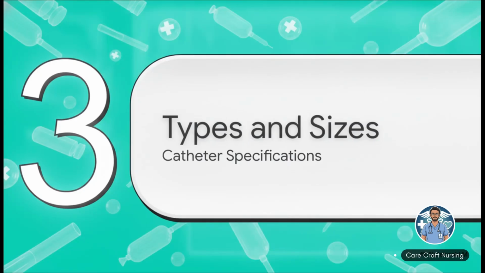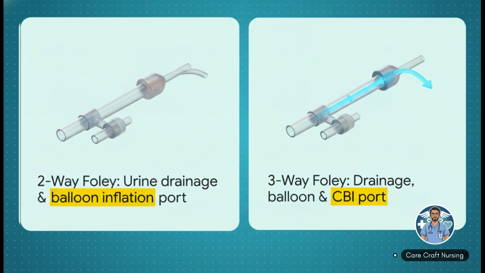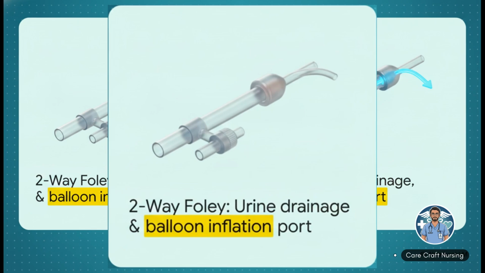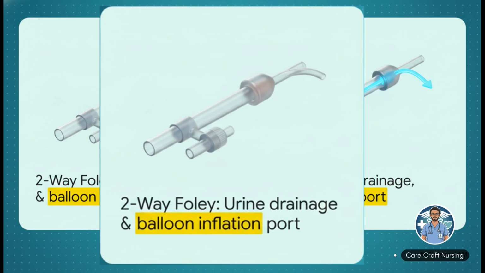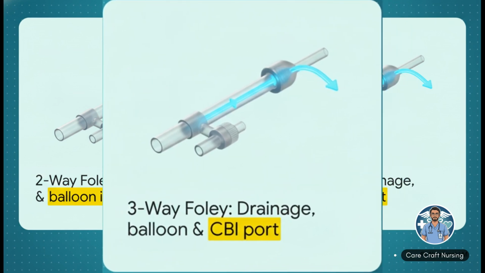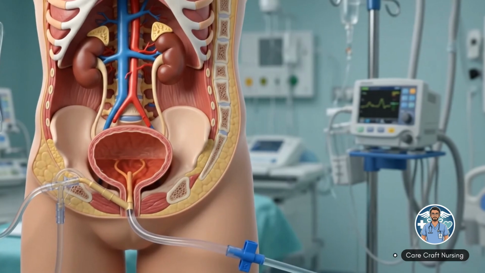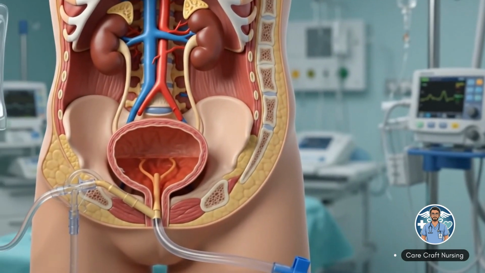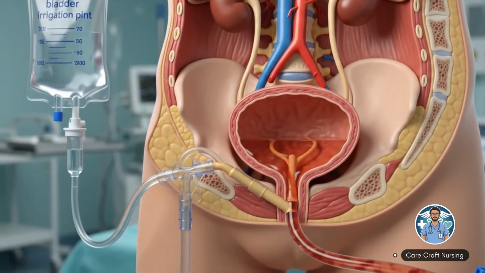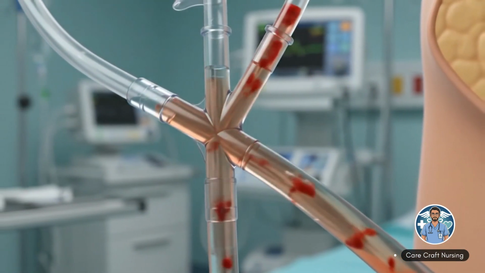All right, part 3, catheter types and sizes. This part is fascinating because it really shows the engineering behind patient care. We basically have 2 main types. The standard 2-way Foley has exactly 2 ports. One is for urine drainage, and the second is to inflate the securing balloon. But then you have the 3-way Foley. That extra third pathway is a continuous bladder irrigation port, or CBI. And let me tell you, this is an absolute game changer for patients experiencing hematuria, or blood in the urine. It allows us to continuously flush the bladder and prevent dangerous, painful clots.